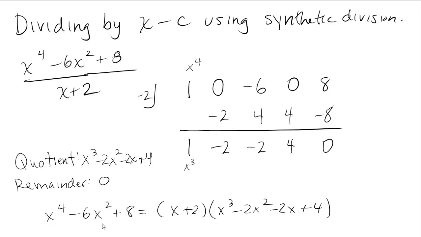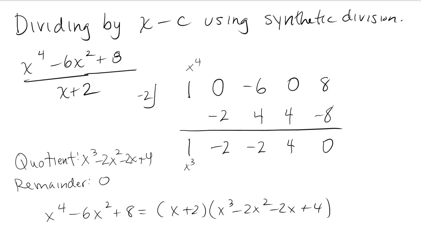If we wanted to get x to the 4th minus 6x squared plus 8 factored completely, we can now work on trying to factor x cubed minus 2x squared minus 2x plus 4, which we could either do by guessing other factors and trying division, or this one will actually factor by grouping. If you get bored later, you can try to finish this off by factoring this by grouping. I can only hope you don't get that bored.